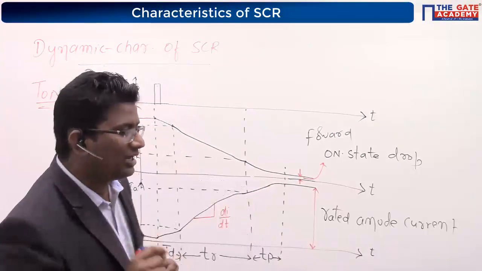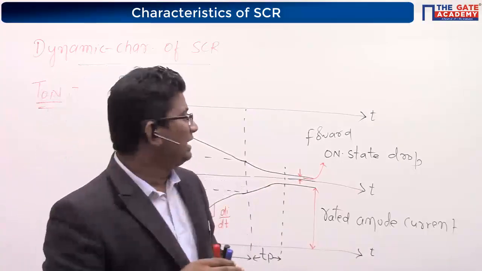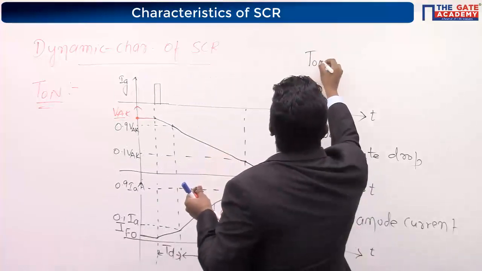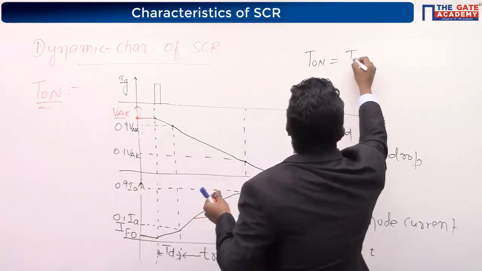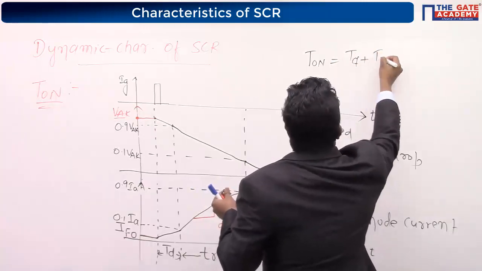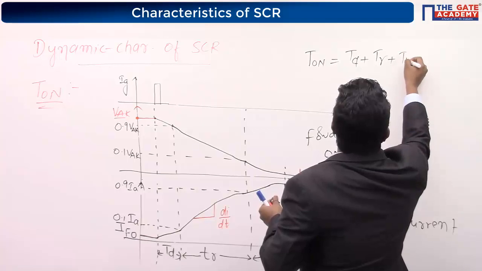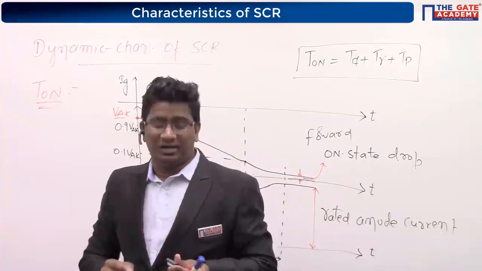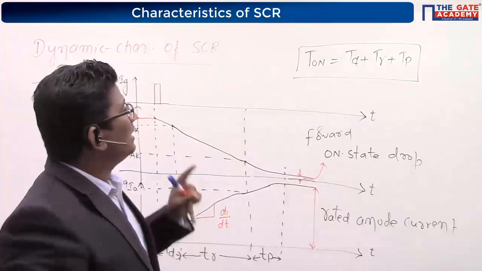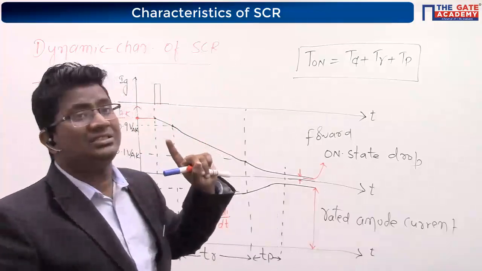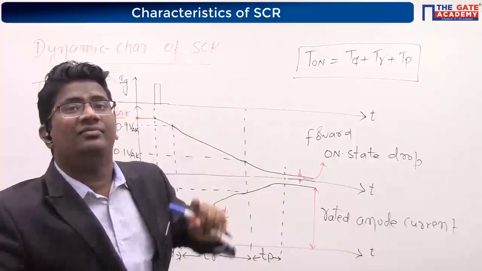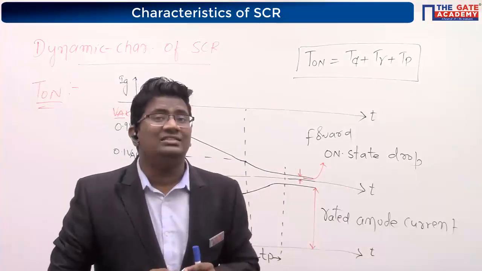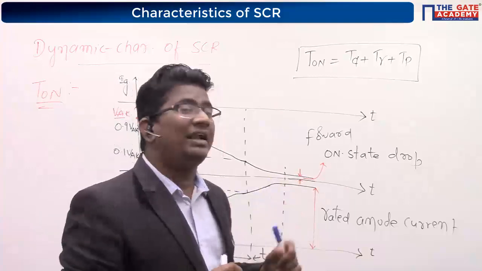Spread time. Now you tell me your turn on time. Can I write your T on like this: TD, TR and TP? The on state time is delay time plus rise time plus TP, spread time. Can I say the on duration is nothing but delay time plus rise time plus spread time? Yes or not?